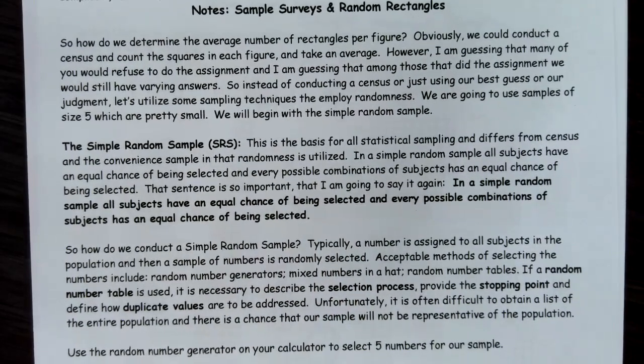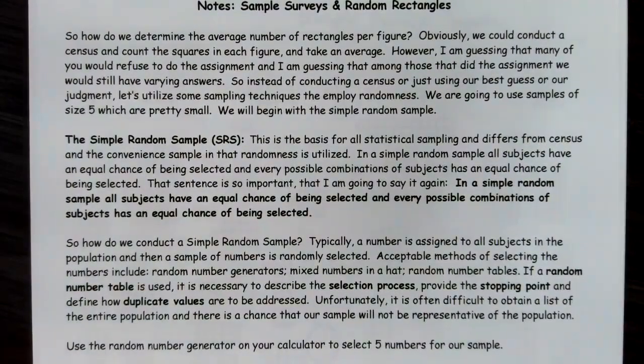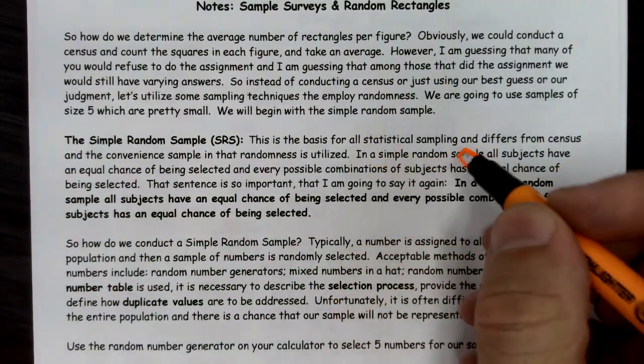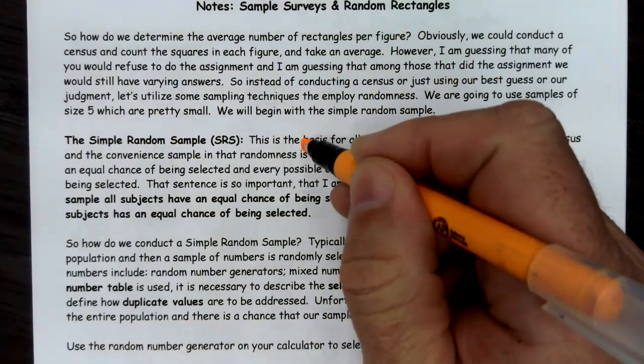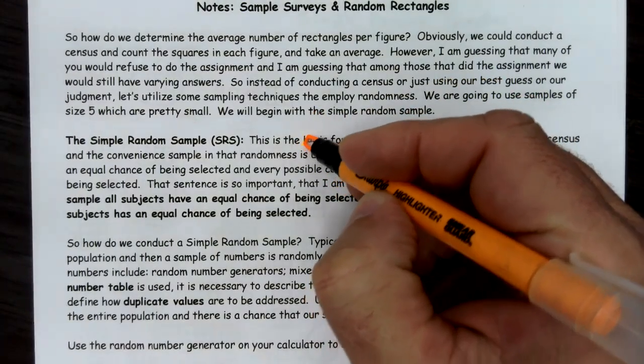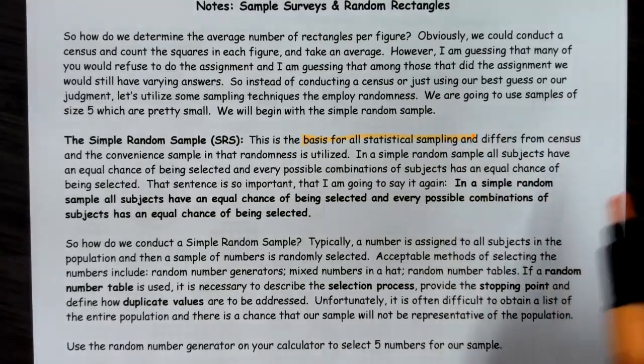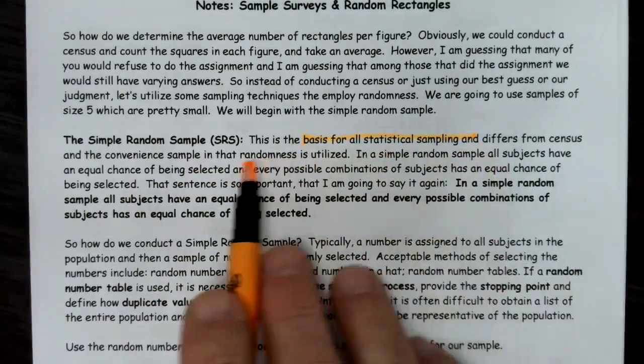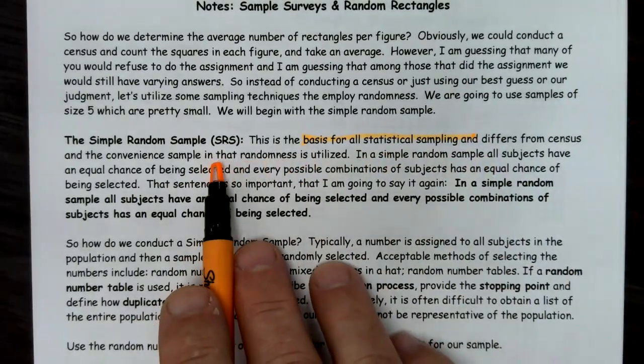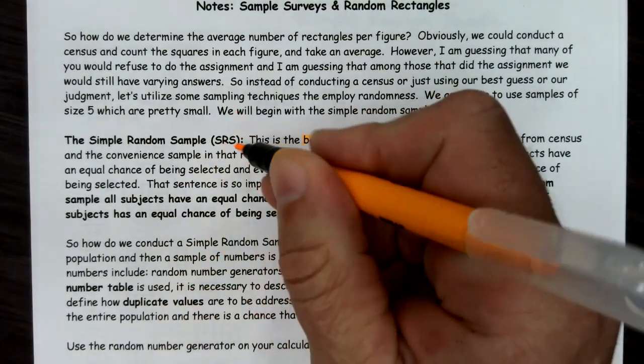So first off, we're going to conduct a simple random sample. This is the basis for all statistical sampling. So basically, this is the starting point. This is the gold standard. This is what you start with, all right? And the difference from the convenience sample and a census is that randomness is utilized.